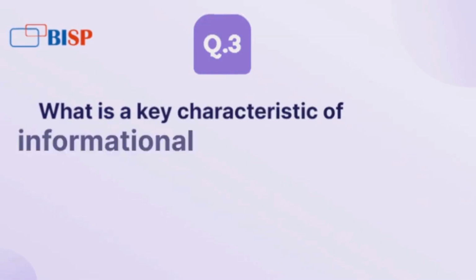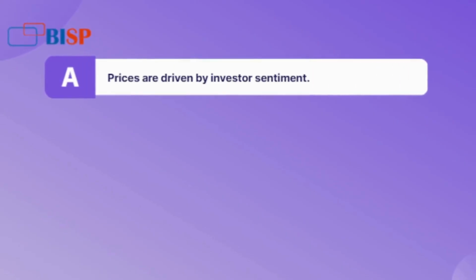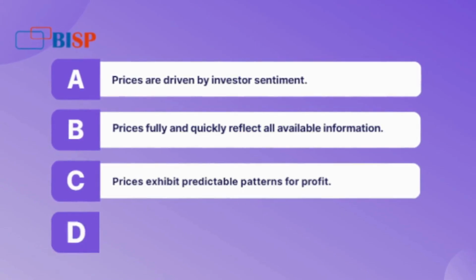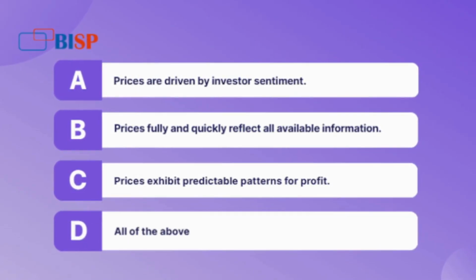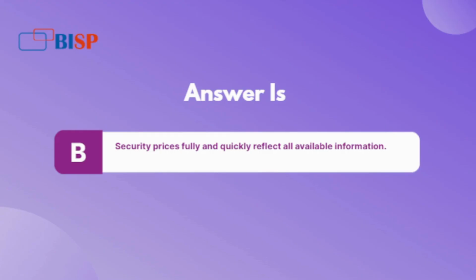What is a key characteristic of informational market efficiency? A. Prices are driven by investor sentiment. B. Prices fully and quickly reflect all available information. C. Prices exhibit predictable patterns for profit. D. All of the above. Answer is B. Security prices fully and quickly reflect all available information.